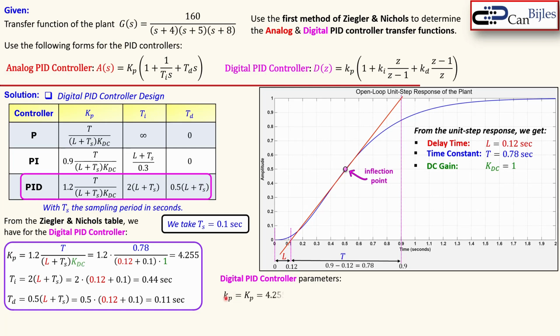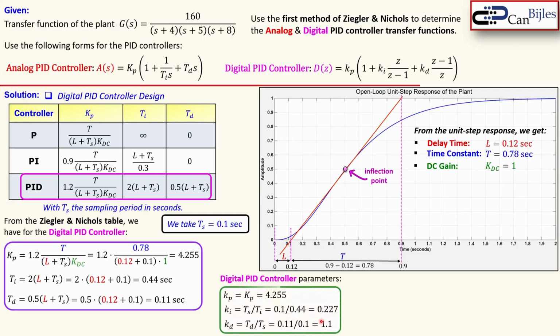That's done here. So the small letter KP is exactly the capital letter KP, so just 4.255, that's done. KI is the sample period divided by the TI, which is calculated. So that's 0.1 over 0.44, which is 0.227. And KD is the TD we just calculated divided by the sampling period, in this case 1.1.